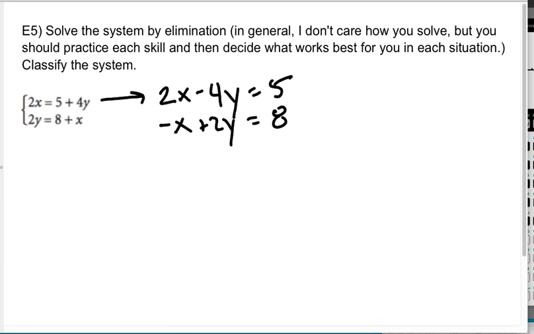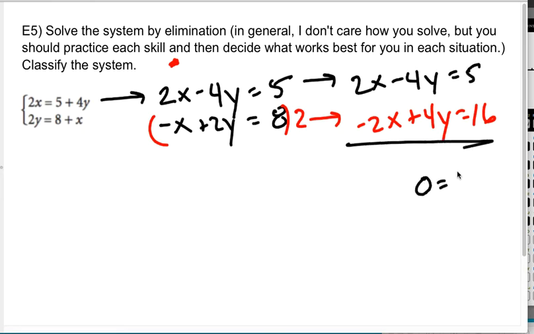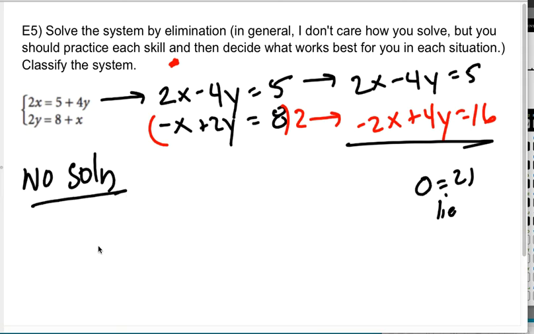So I'm going to go ahead and choose the x to eliminate. So I'm just going to double the bottom, right? And that's going to give me a negative 2x plus 4y equals 16. And I didn't change the top at all, so it's 2x minus 4y equals 5. And when I add straight down, I seem to get 0 equals 21, which is a lie. So there's no solution. And this is inconsistent, right? Because consistent means you have some kind of a solution. So no solution at all would be inconsistent.